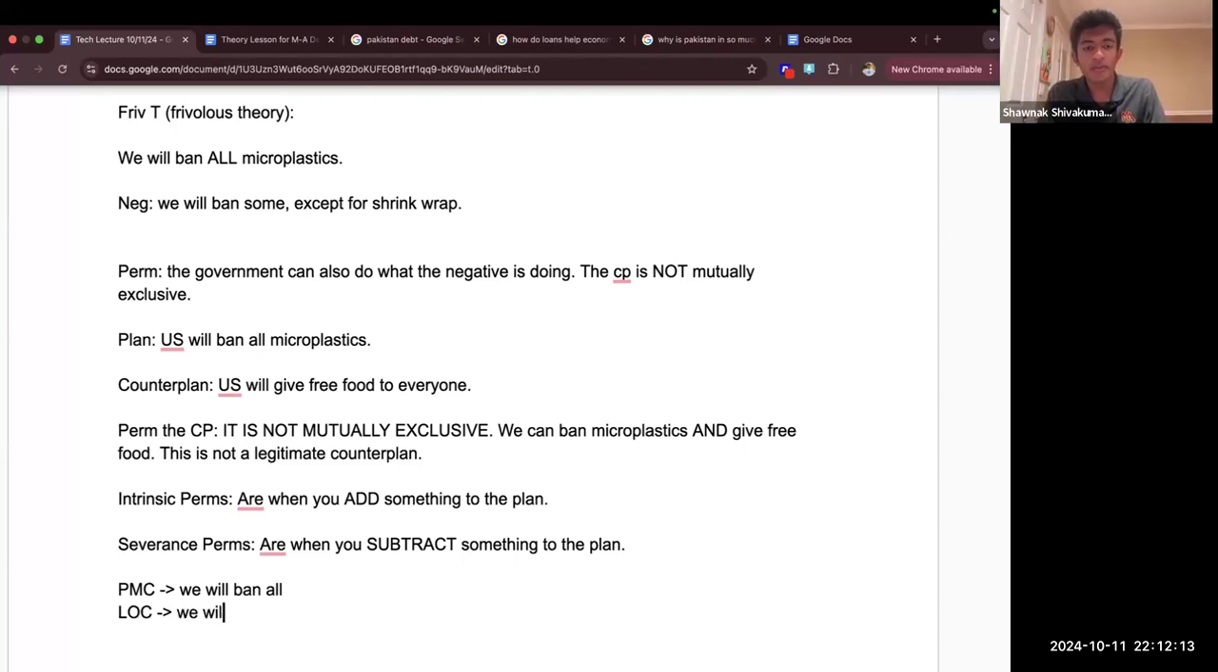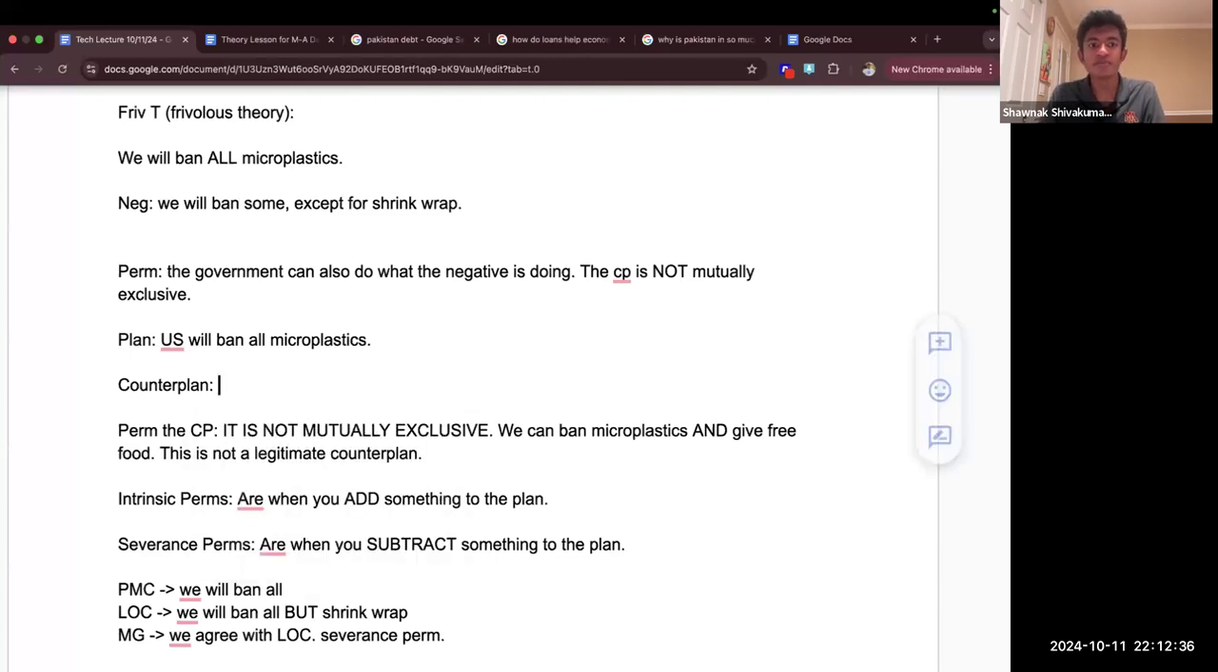LOC says we will ban all but shrink wrap, and the MG says we agree with LOC severance perm. You get that? What if the counter plan was the US will ban all plastics? So what does it mean? We're not just banning microplastics, we're also going to ban every single plastic in the world.